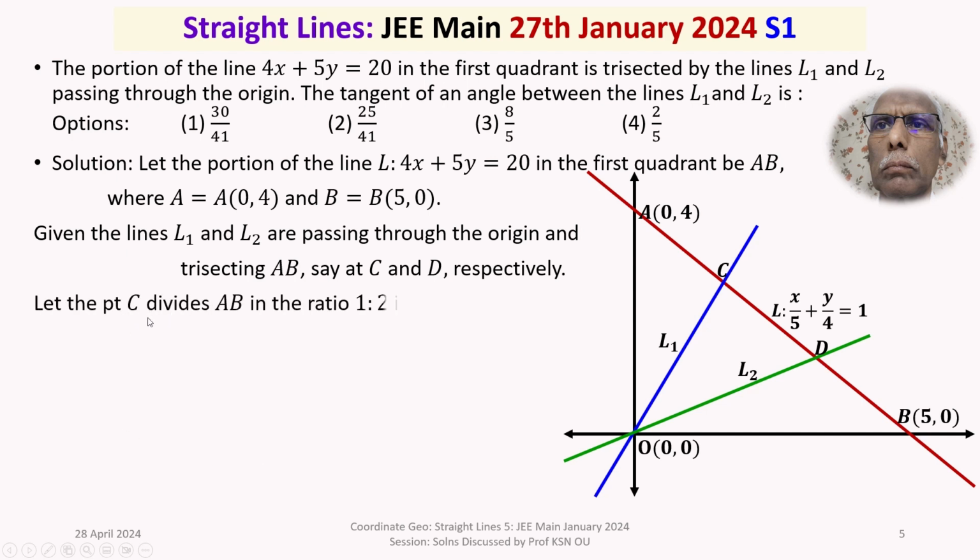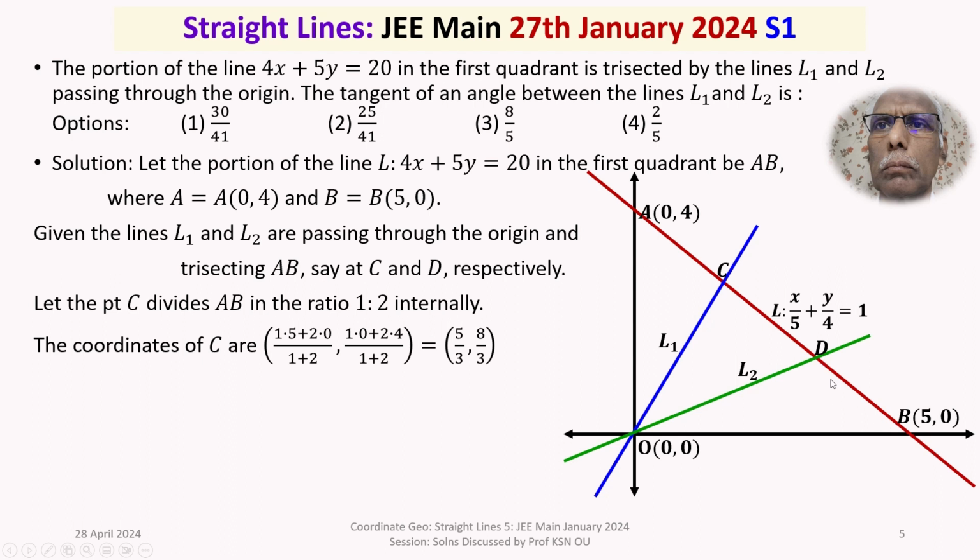Let the point C divide AB in the ratio 1:2. So use the section formula, find the coordinates of C. That will be 1 into 5 plus 2 into 0 by 1 plus 2, comma, 1 into 0 plus 2 into 4 by 1 plus 2. That will be 5 by 3, 8 by 3. So the coordinates of C are 5 by 3, 8 by 3.